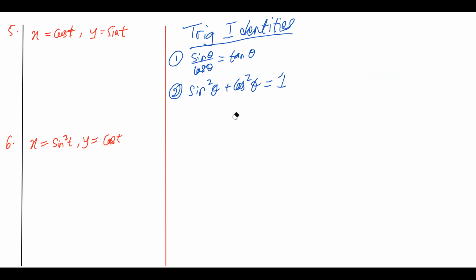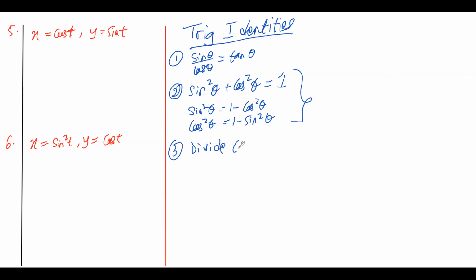So another way to write this second identity is sine squared theta is 1 minus cos squared theta. Then cos squared theta is 1 minus sine squared theta. It's still the same, yeah? So if you divide this by cos squared first, divided by cos squared is going to be sine squared divided by cos squared.